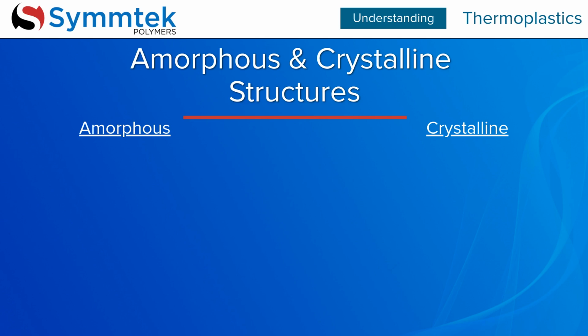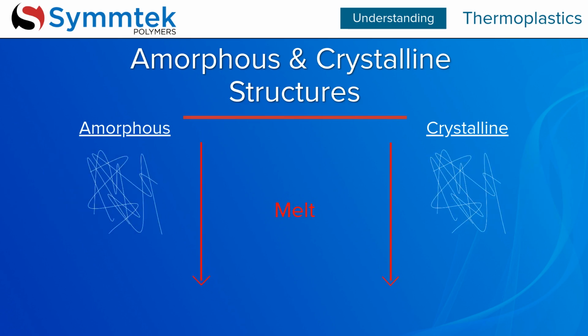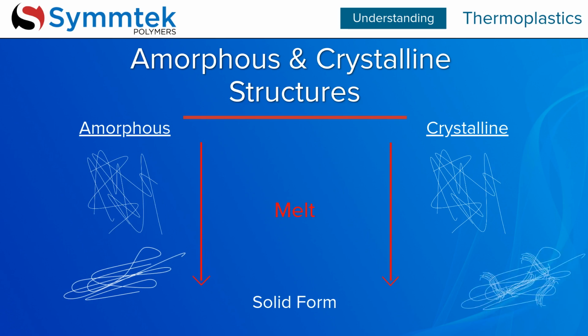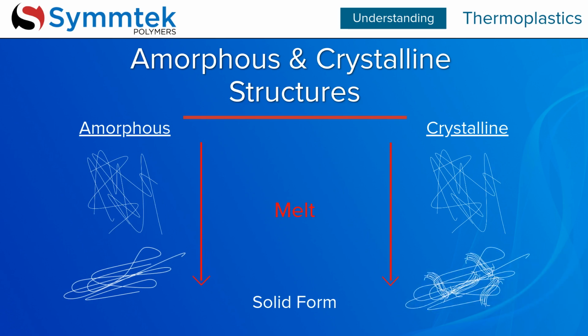When amorphous and crystalline materials are in a molten state, both have the same linear structure. But once the process of cooling and solidification begins, the amorphous material will maintain its linear structure. When a crystalline material begins cooling and solidifying, the linear structure forms crystals, creating entanglement in the polymer.